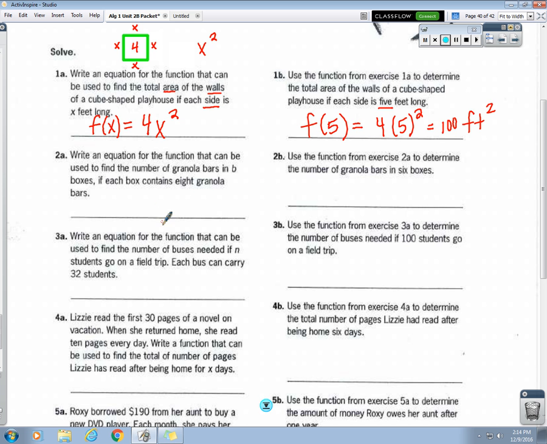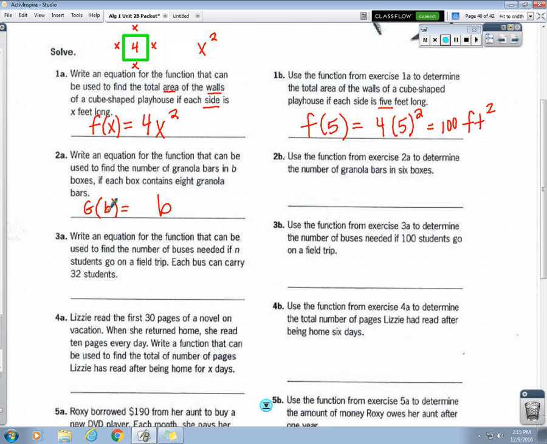Okay? 2a, write an equation for the function that can be used to find the number of granola bars in B boxes if each box contains 8 granola bars. So for every one of these problems, they tell you the variable they want you to use. What variable did they tell you to use? B for bars. So that means B has to go in parentheses on this side, and B is going to be somewhere over here. Now, this letter doesn't matter. You could use F every single time if you wanted to. I just chose to put G for granola bars. But that letter doesn't really matter. It's whatever you want it to be.